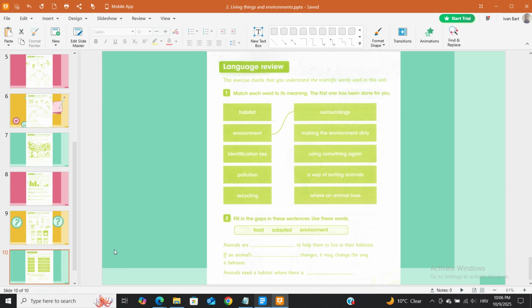Language review. This exercise checks that you understand the scientific words used in this unit. 1. Match each word to its meaning. The first one has been done for you. Habitat: surroundings. Environment: making the environment dirty. Identification key: using something again. Pollution. Recycling: a way of sorting animals.